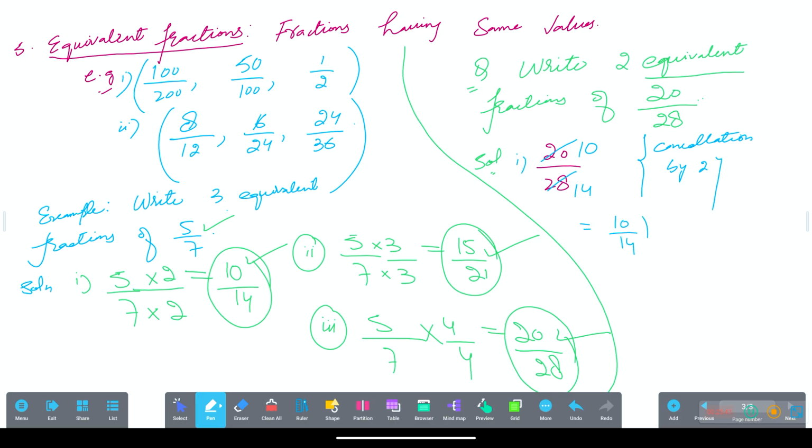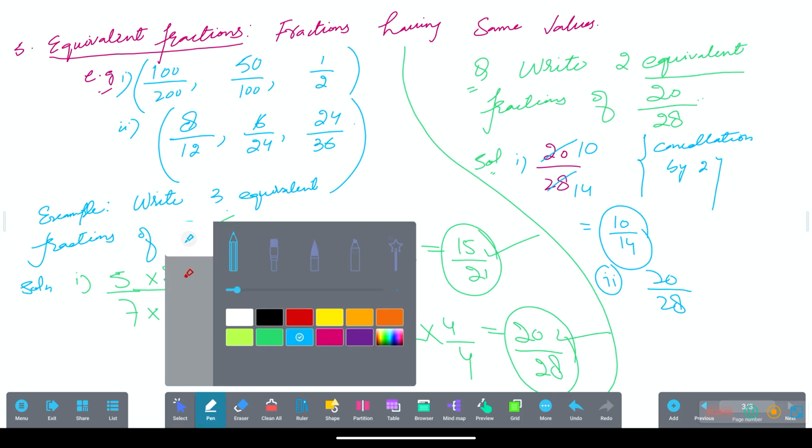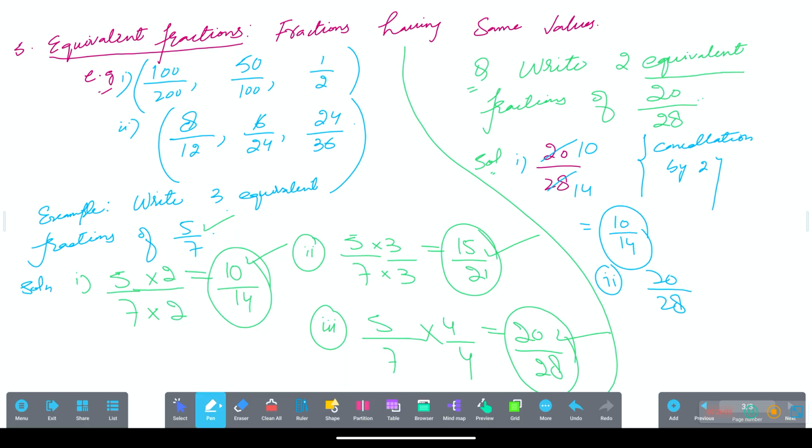You can see here, 10 by 14 was here in the previous question as well. Now second one, it is again 20 by 28. I need the second equivalent fraction. So what I am doing here, initially I have done the cancellation by 2. If I do the cancellation by 2 again, I will get the same equivalent. Now I need to choose any other number. 3 will not come in the table of 3. 3 is not the common factor of both numbers. So better is to go with 4.